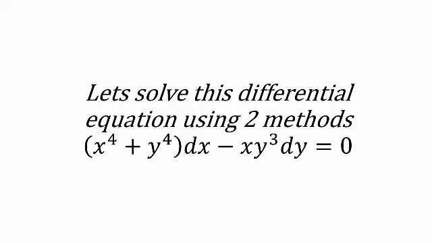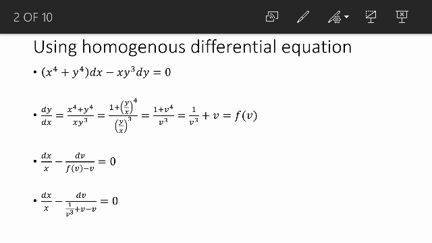Everyone, let's quickly solve this differential equation using two methods. Okay, (x^4 + y^4) dx - xy^3 dy = 0. Now, the first method we are going to be using is the homogeneous differential equation method.